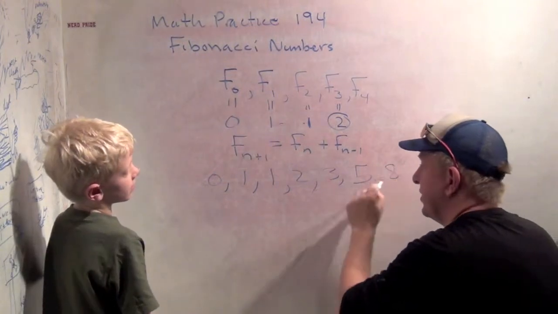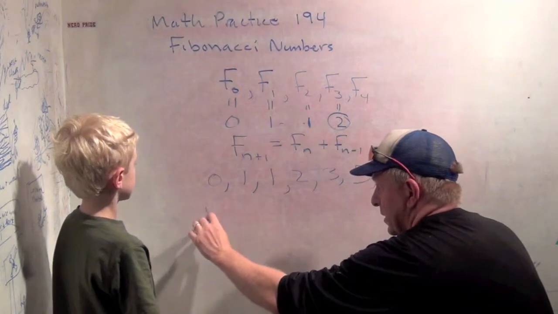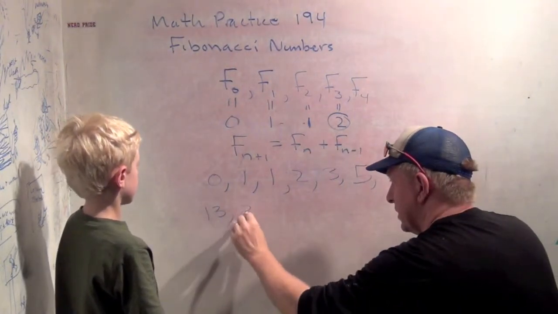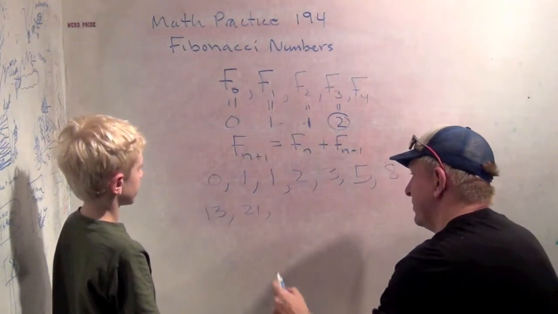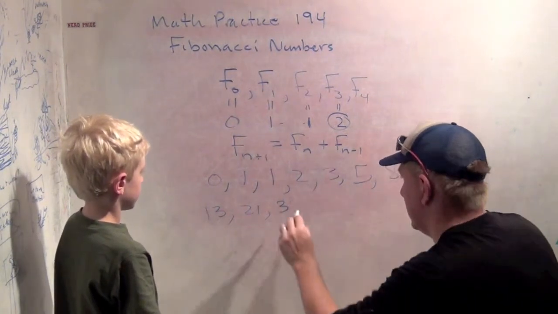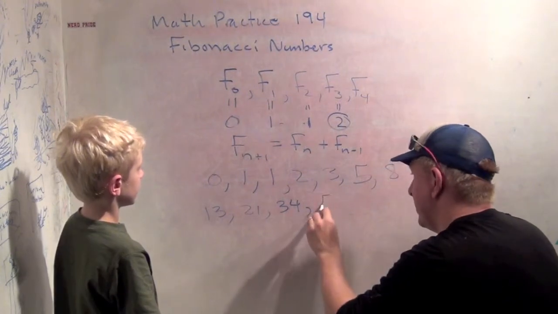Now I'm going to loop around down here, adding the previous 2. 5 plus 8 is 13. 13 plus 8 is 21. 13 plus 21 is 34. Good job. And now adding the previous 2, 21 plus 34 is 55. And they just keep going.